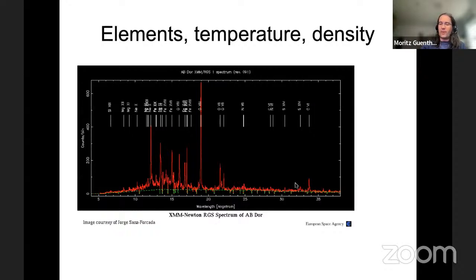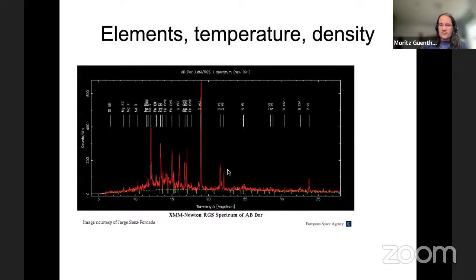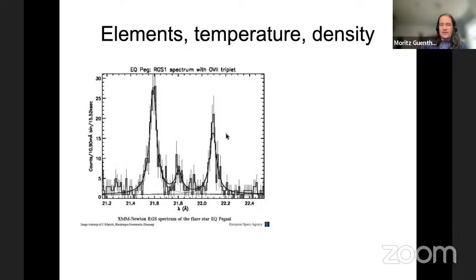But if you had a close by bright star, this is what it would look like. Here's a zoom in for a different star on EPIC-pn, on just this small region here, the oxygen triplet. I've selected this because that's something that I've worked on myself. What you see here is that there are 3 lines next to each other. This is the so-called R line, the resonance line, the intercombination line, and the forbidden line.